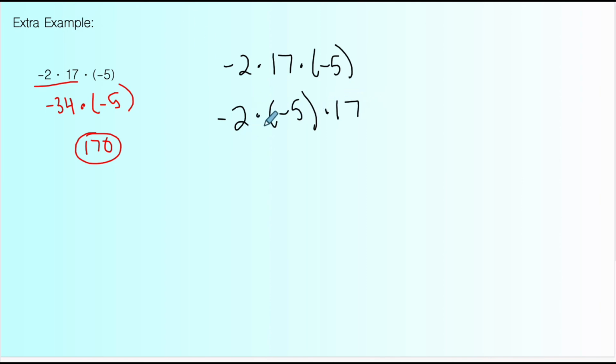You would do negative 2 times negative 5. A negative times a negative is positive 10. And then your last step is you're dealing with two positive numbers. And 10 times 17 is very quick mental math. And that's 170. But either way, we got to the final answer of 170 for both scenarios.